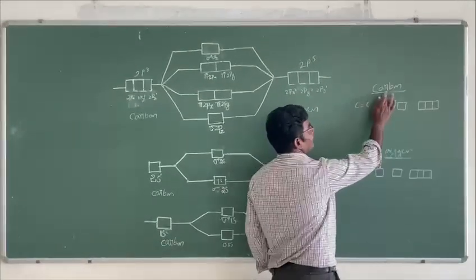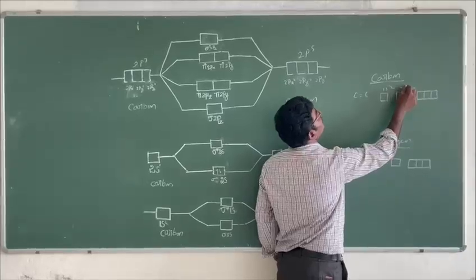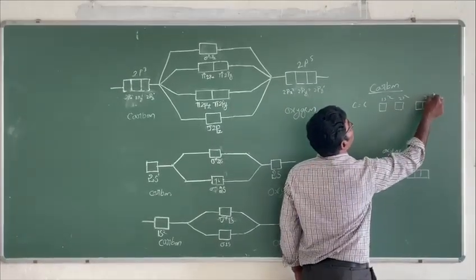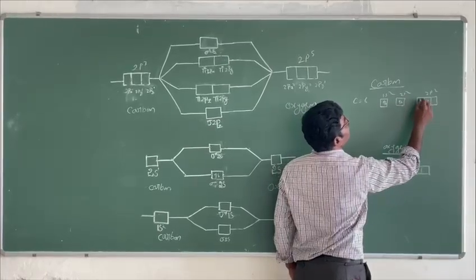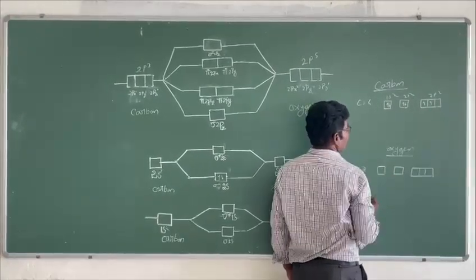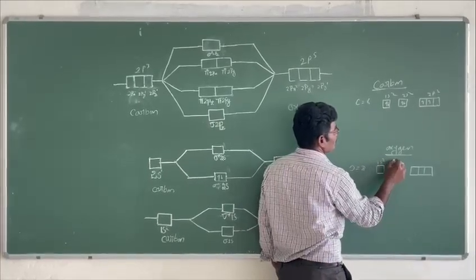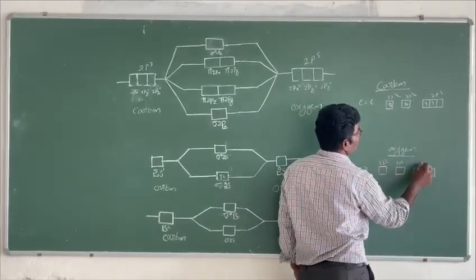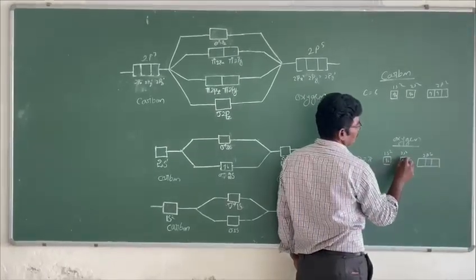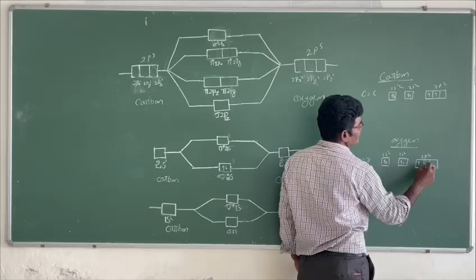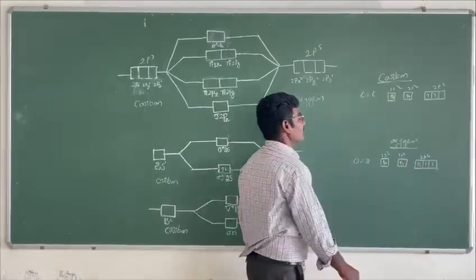So carbon atomic number is 6: 1s2, 2s2, 2p with 2 electrons, and the remaining 1 electron each. Next, oxygen atomic number is 8: 1s2, 2s2, 2p with 4 electrons, with 1 electron each in the remaining orbitals. Totally 4 electrons for carbon.